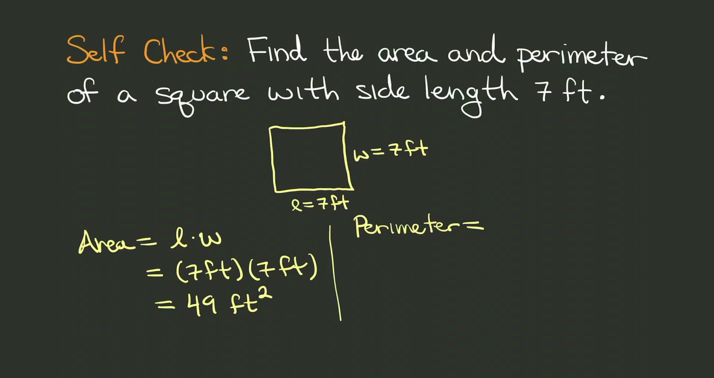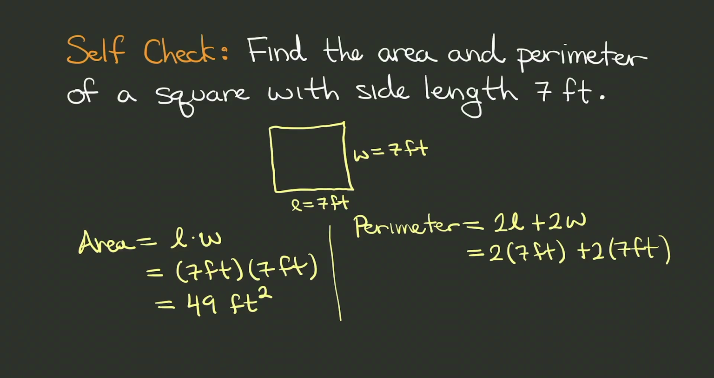Now let's work out the perimeter. We know that the perimeter is 2 length plus 2 width, which is going to be 2 times 7 feet plus 2 times 7 feet. Notice that since this is a square, we also could have just done 4 times 7 feet. Here this will give us 14 feet plus 14 feet, which is going to be 28 feet total.